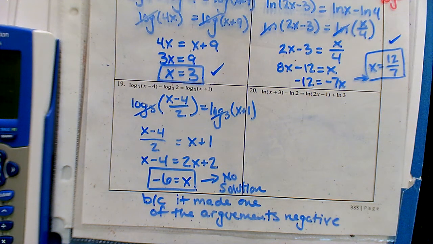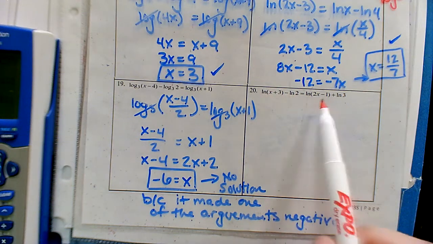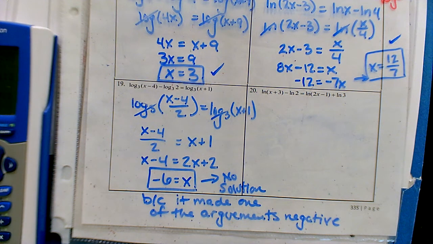Let's try the last one. Kind of stepping it up here. We have 2 natural logs on the left, 2 natural logs on the right. We eventually want to get 1 log on both sides, so we're going to have to use maybe more than one property here. What do you want to try?